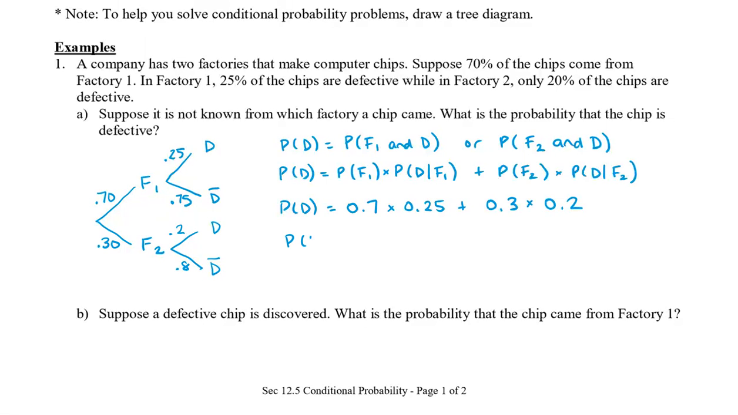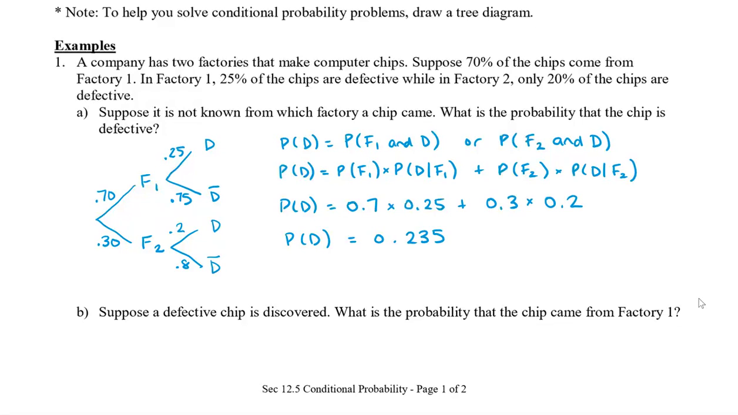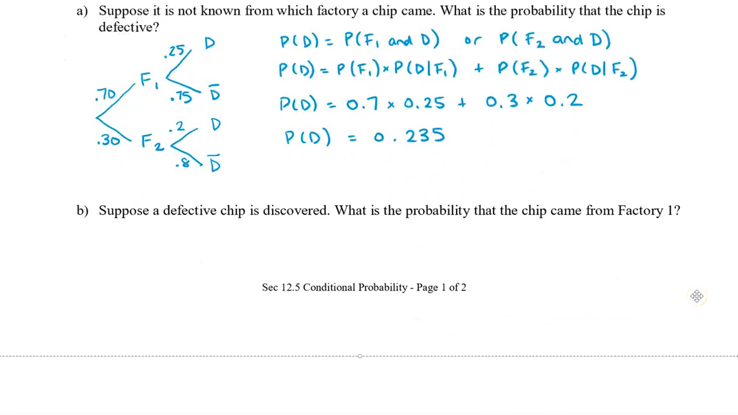So typing everything into our calculator, we get 0.235. Now let's take a look at a question that involves conditional probability.